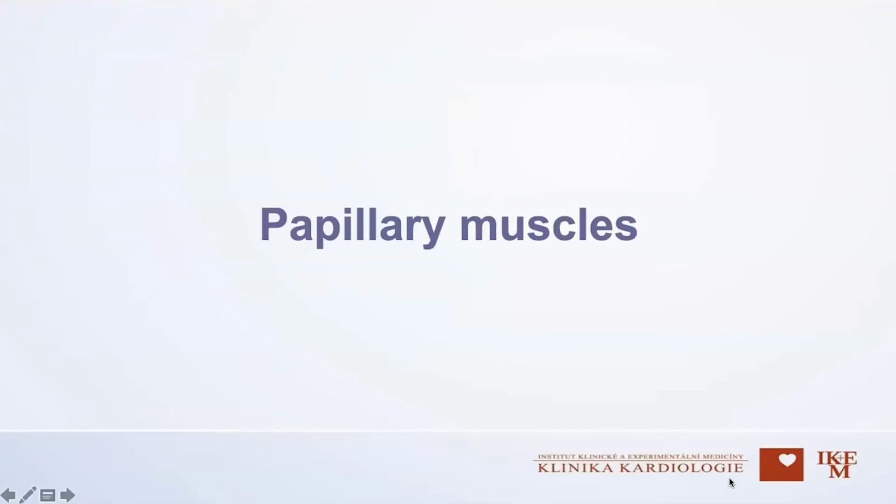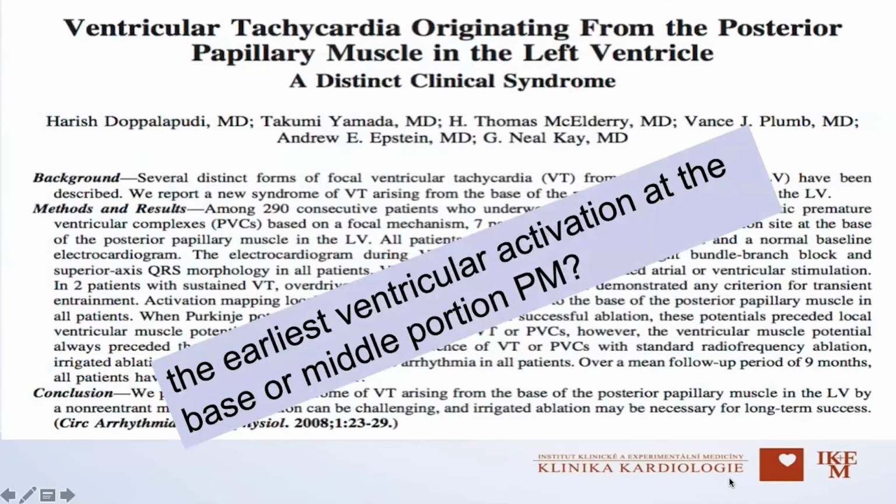Papillary muscles are a very specific area where these arrhythmias can come from. And this distinct clinical syndrome was described quite late, in 2008, mainly because of the advent of intracardiac echocardiography. And in the first paper, they already suggested that maybe the origin is mainly in the base or middle portion of the papillary muscle. But in reality, we believe that it's the apex, and I will explain later.